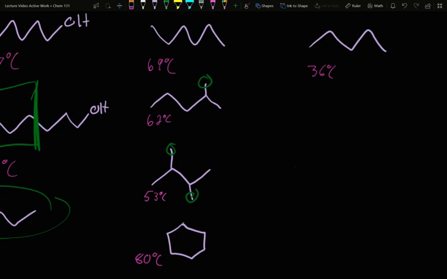A ring, on the other hand, can't really twist around. It's locked in place. You can only bend a ring so far. And so the ring system ends up being flat more often than the straight chain, and so it's able to have those interactions more often.